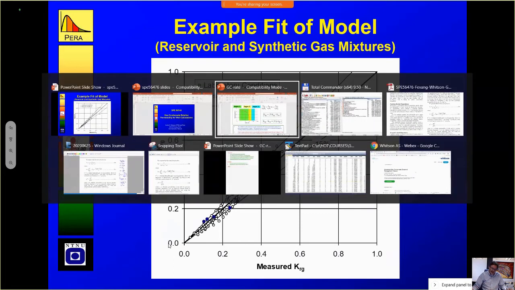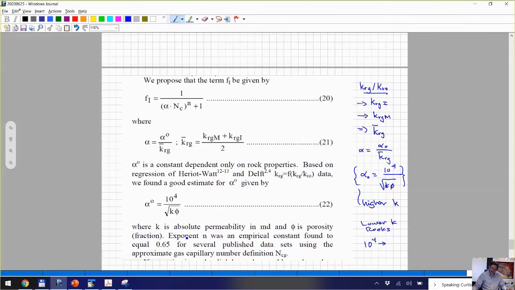So are there any questions about conceptually what's being done?